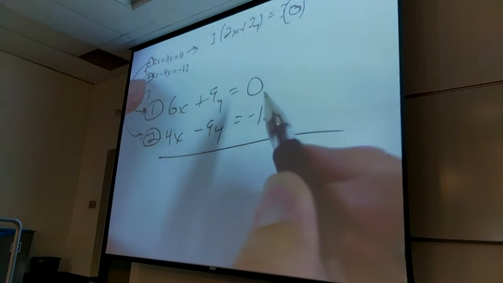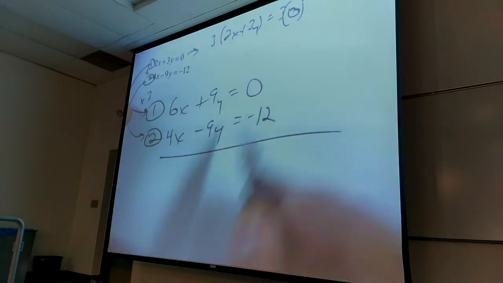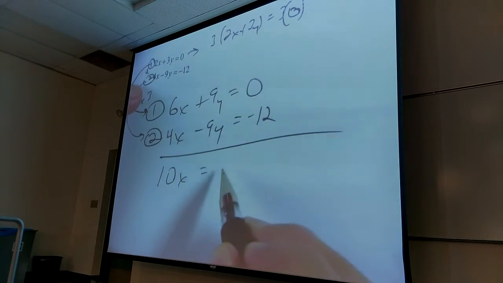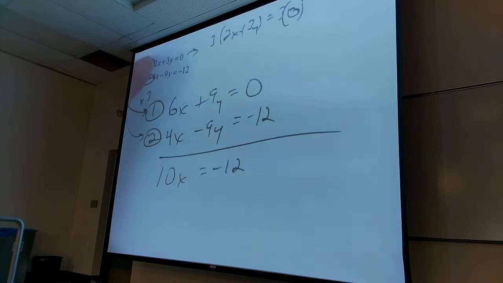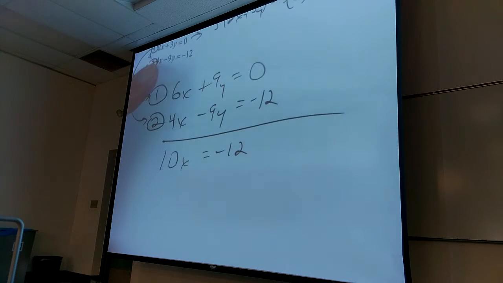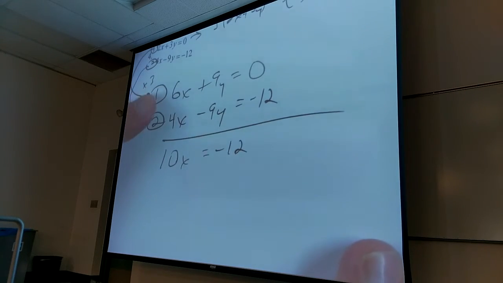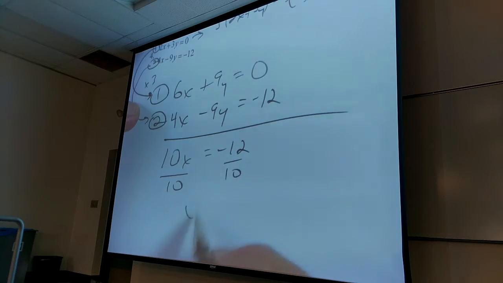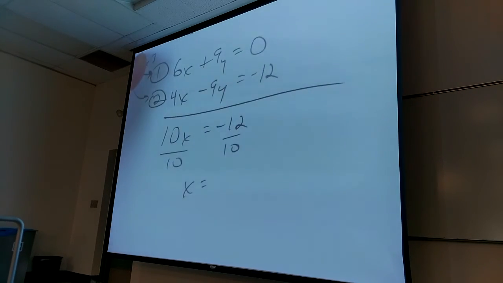So now, when you add these together, what do you get? 10x equals negative 12. Ooh, yummy. It's too bad. There will be fractional answers to some of these. Divide by 10. Divide by 10. X equals negative 6.